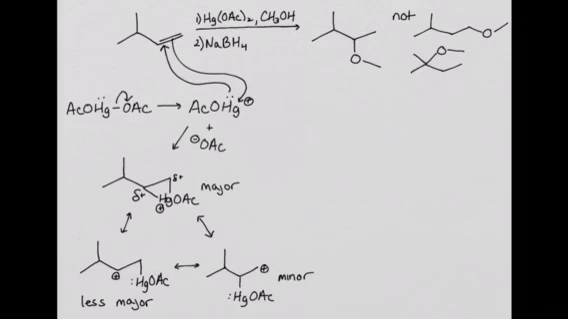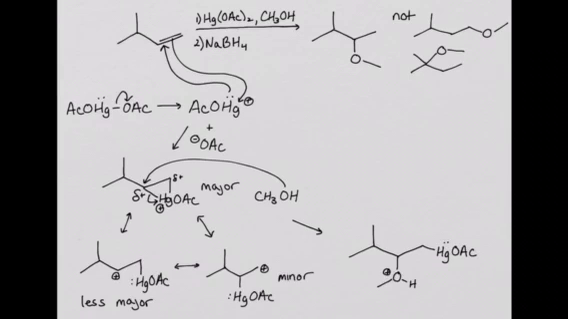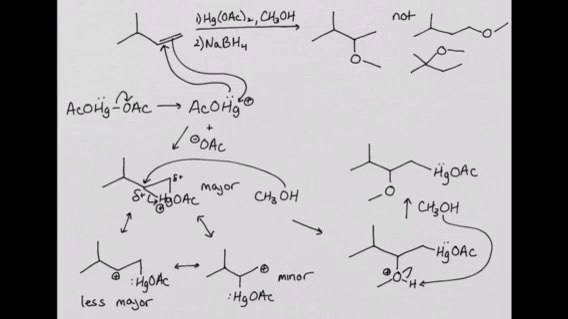Therefore, our nucleophile will attack the carbon with a greater partial positive. It will attack this carbon, opening up the mercury intermediate. Next, another molecule of methanol will deprotonate the ether. In the final step, sodium borohydride reduces away the mercury and replaces it with hydrogen. This gives us the ether product and the Markovnikov product with respect to the regiochemistry.